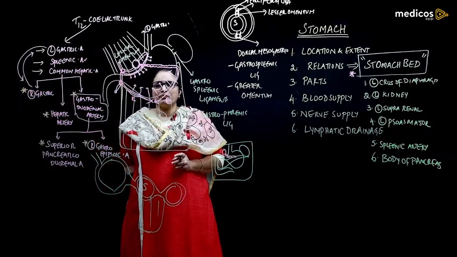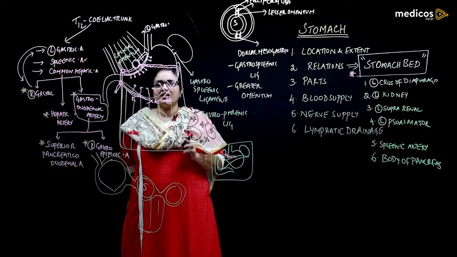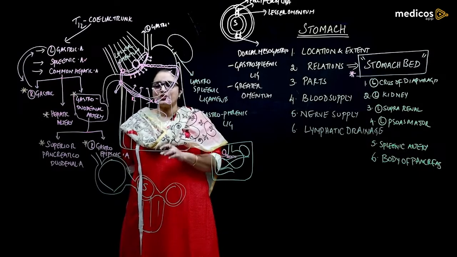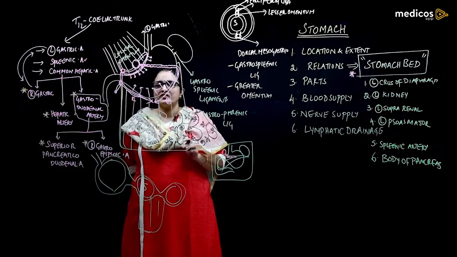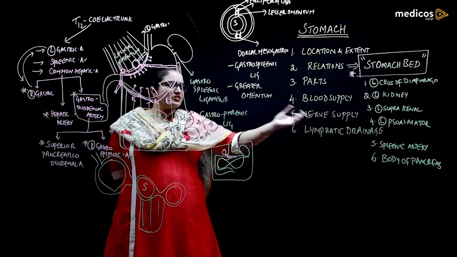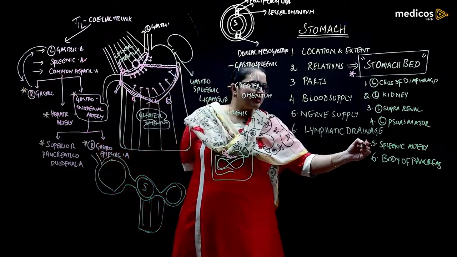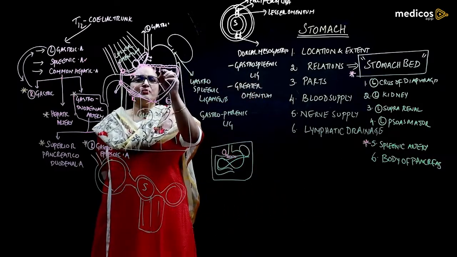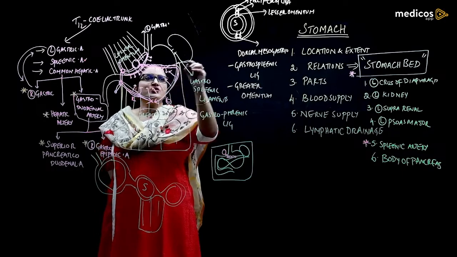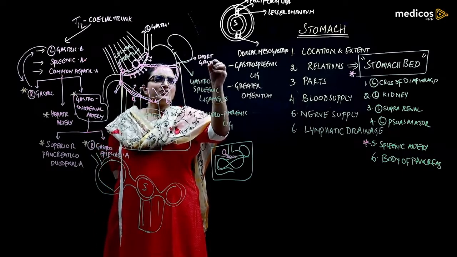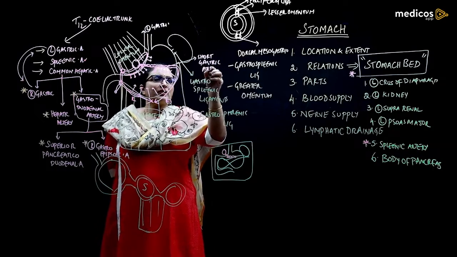So here the major supply is by the right and left gastric arteries, which are anastomosing in the lesser omentum, and the right and left gastroepiploic arteries, which are anastomosing in the greater omentum. The splenic artery on the posterior surface, since it is forming part of the stomach bed, starts giving some short gastric arteries. So these also form the blood supply, short gastric arteries.